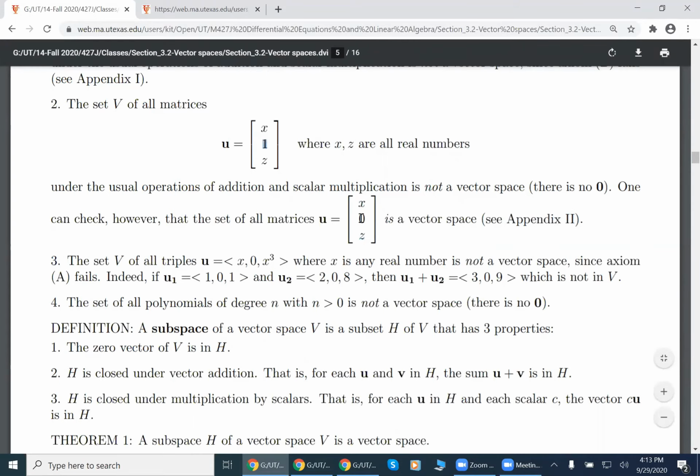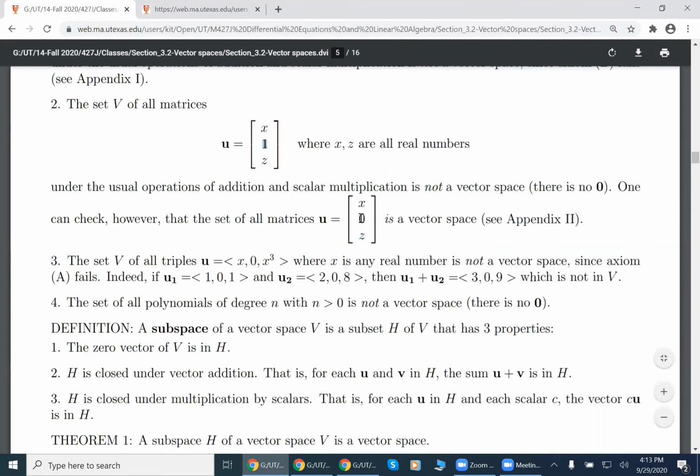So, not every subset of a vector space is a space by itself. H, a subset of a vector space, is a space by itself only if there is 0 there and if H is closed under addition and multiplication by a scalar. Here's why we need this and this.